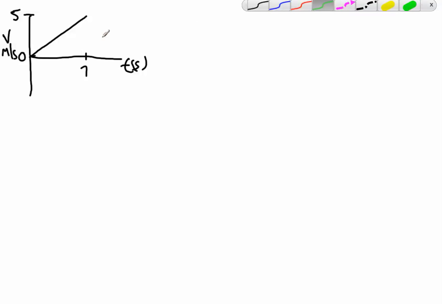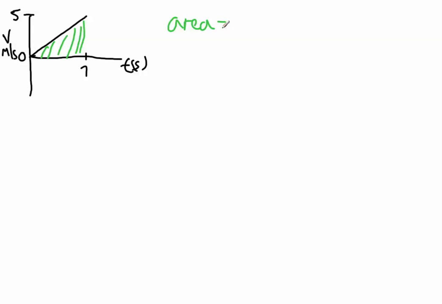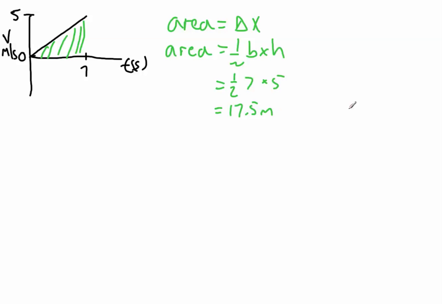Now the area that we're interested in is no longer a rectangle, rather it's a triangle. But the meaning is the same. The area is the displacement, and the area then for this shape is 1/2 base times height. All right, and so 1/2 base is 7 times a height of 5, and so here we're going to have 1/2 of 35, or 17.5 meters.